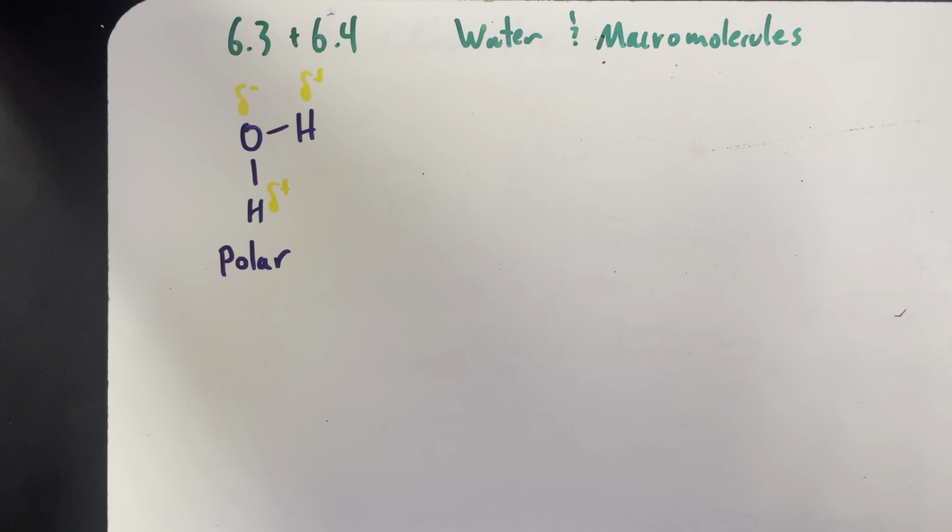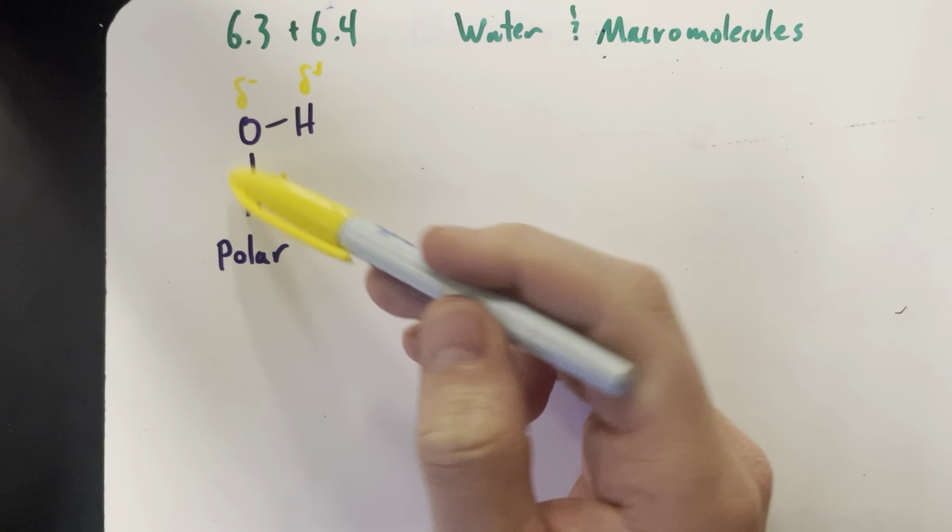Just like how Earth has two poles, right? We have a North Pole and a South Pole. There's actually a positive magnetic and a negative magnetic end to the Earth. These molecules have positive and negative ends.